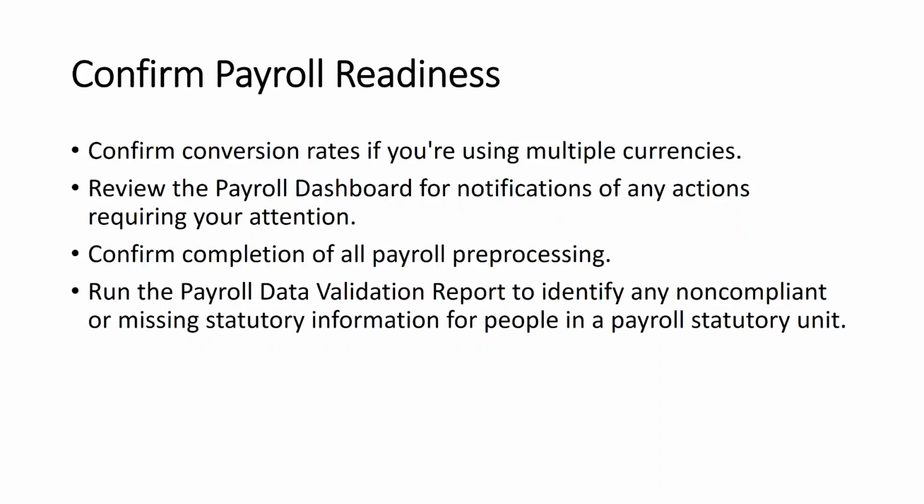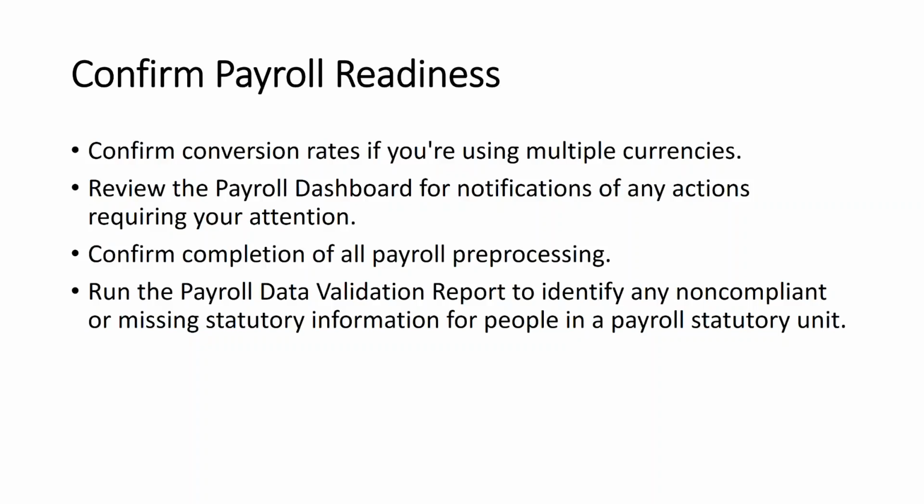The next one is the confirm payroll readiness. Under the payroll readiness, you can have things like confirm conversion rates if you're using multiple currencies. So if you have a multiple currency payroll, like you have input currency and output currency different, or you pay in multiple currencies, then you need to make sure that your conversion rate exists in the system for the current period.